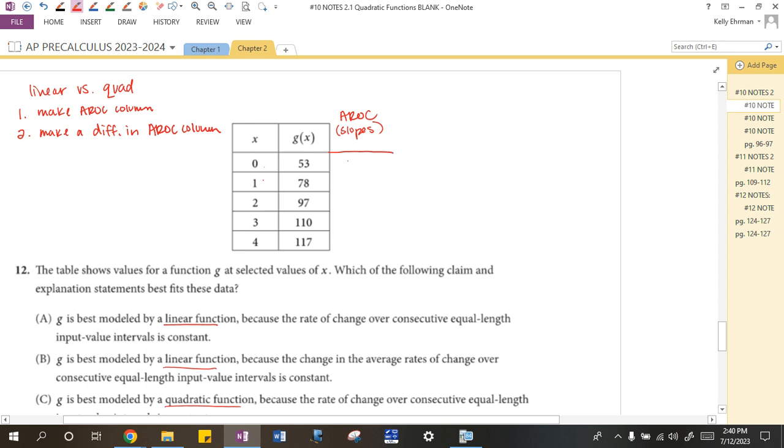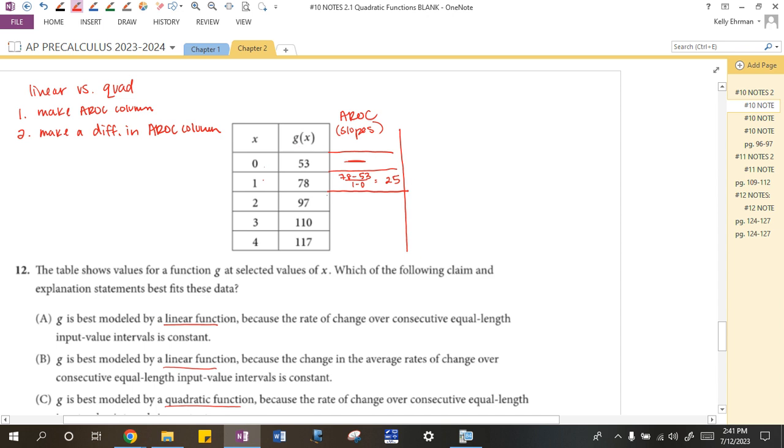Now, you have nothing to fill in for this first line. But what's the slope between g of 1 and g of 0? So 78 minus 53 over 1 minus 0. What's 78 minus 53? 25. So the first slope there is 25. Now, if the next slope is 25, and the next slope is 25, and the next slope is 25, that means g is linear with a slope of 25.